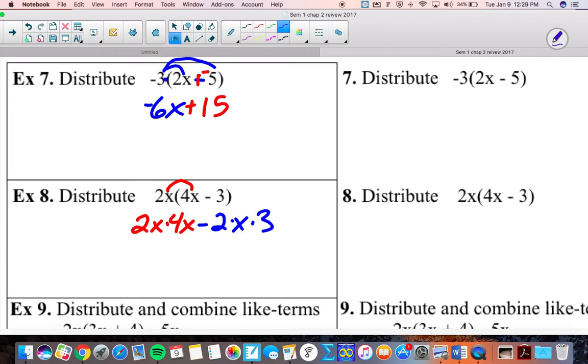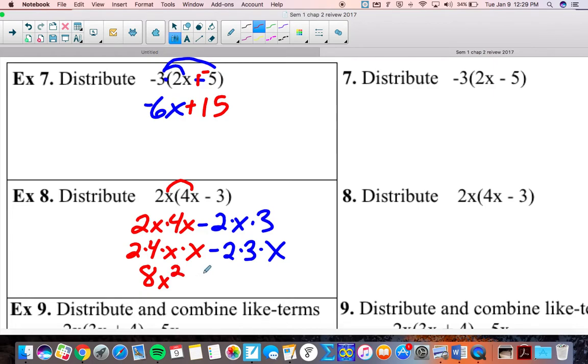Now multiplication we can rearrange. So in red here, really I could write this as 2 times 4 times x. And in blue I could write this as 2 times 3 times x. Over back in red, 2 times 4 is 8. X times x means x squared. In blue, subtracting off 2 times 3 is 6, and the x tags along.